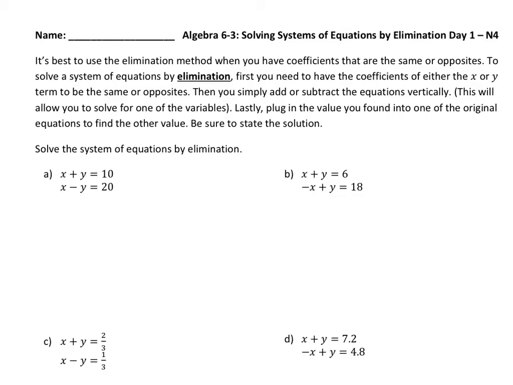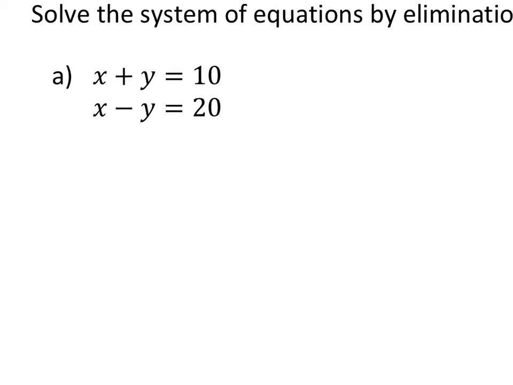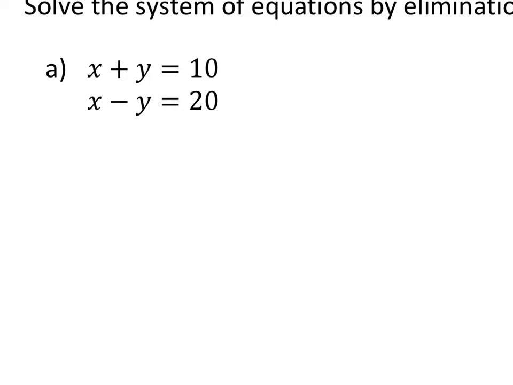Solve the system of equations by elimination. So if we take a look at letter A, I'm going to notice here we've got x and x. They both have a coefficient of 1. I also notice that I've got positive 1y and negative 1y. If at all possible, you want to deal with variables that have opposites for coefficients. If not, we'll talk about that later.